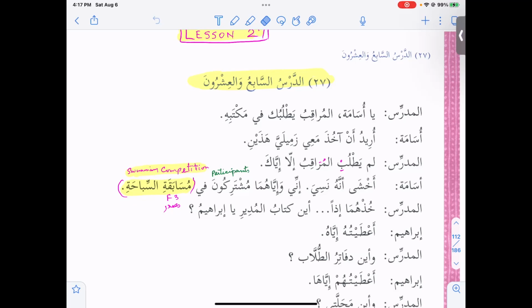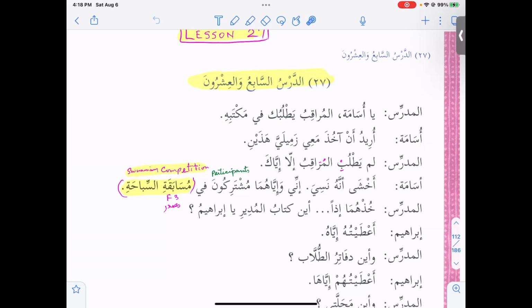Al-mudarrisu: Ya Usama, al-muraqibu yatlubuka fi maktabihi. The muraqib yatlubuka, he is demanding you, calling for you, fi maktabihi, in his office. Yatlubuka, talaba yatlubu, to ask. Ka, he's asking you. Demanding you. Fi maktabihi, in his office. Usama.